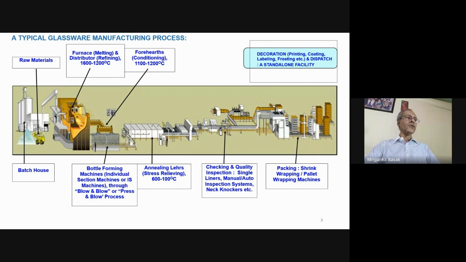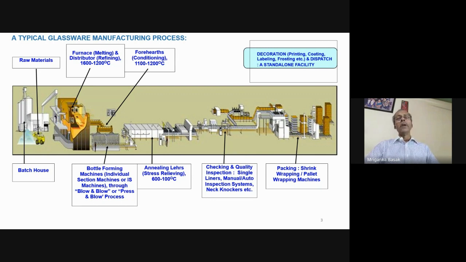In the forming machines, the bottle forming process is taken care of. I'll come later to what that is. The forming machines are basically called individual section machines. The forming machines should have many similar sections. It can be an 8-section machine, it can be a 10-section machine, it can be a similar 12-section machine, or maybe more.